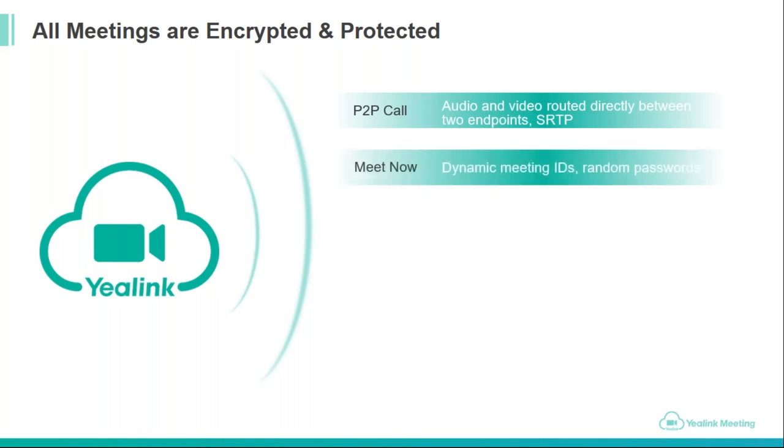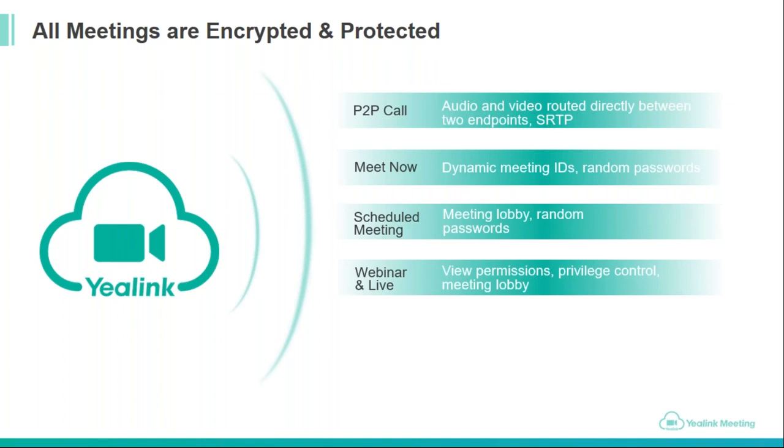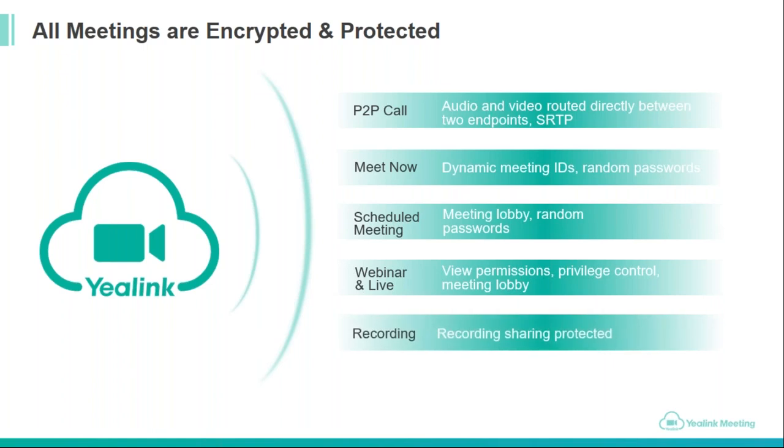When you have an instant meeting, the meeting ID and the password will be generated randomly. When you schedule a meeting, there's a meeting lobby option and hosts can control who is allowed to join the meeting. Also, there's a random password to protect the meeting. If you're having a webinar or live, the viewer permission, privilege control, and the meeting lobby can ensure your webinar won't be disturbed by a stranger. Also, there are multiple security options to protect recording share.